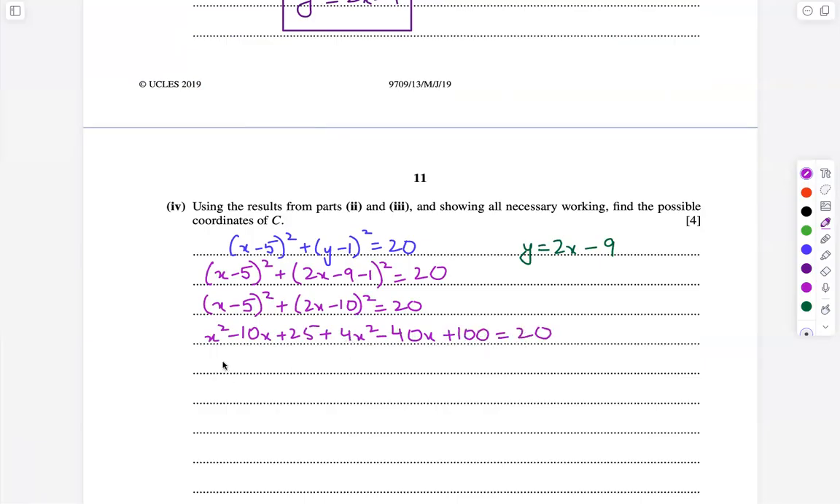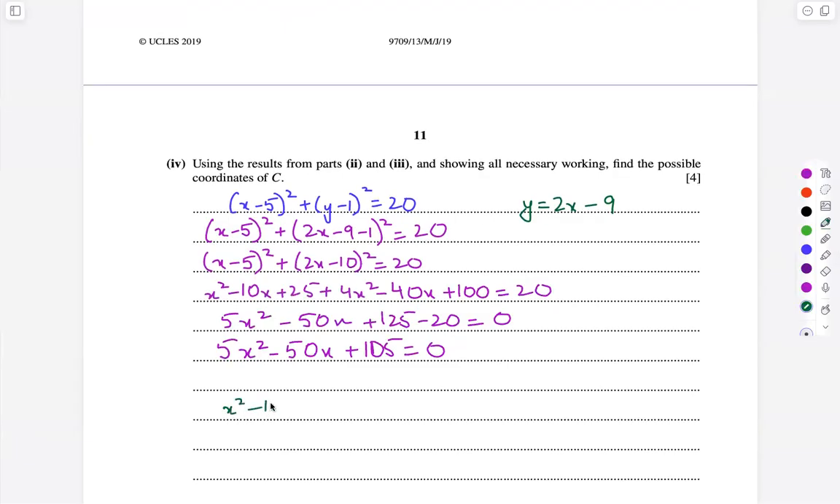So x squared plus 4x squared will become 5x squared, minus 10x minus 40x will become minus 50x. 100 plus 25 is 125, and we can bring the 20 to this side, so we can now write this equation as 5x squared minus 50x, and this will become 125 minus 20, which is plus 105 equals 0. To simplify this equation, we can divide the whole equation by 5 and write it as x squared minus 10x plus 21 equals 0.